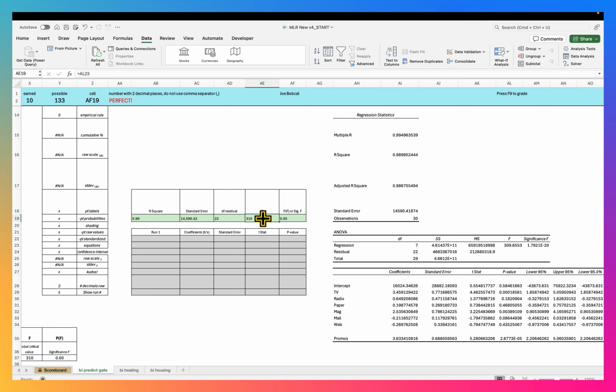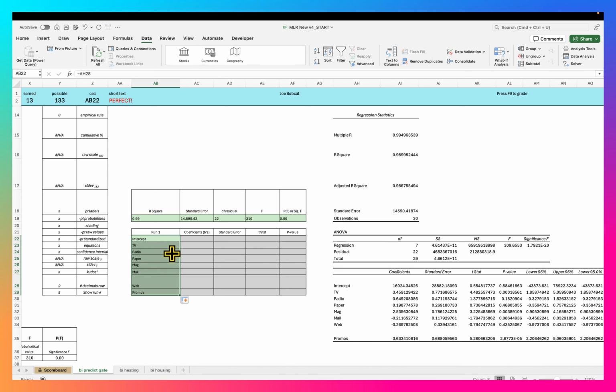Okay, so that F is 310. Remember, we were just trying to get bigger than 2 point something. So yeah, definitely bigger. And the probability of a number this big is like almost 0% probability. So we know that at least one of these predictors is significant. So equals the intercept here, and then carry that down.